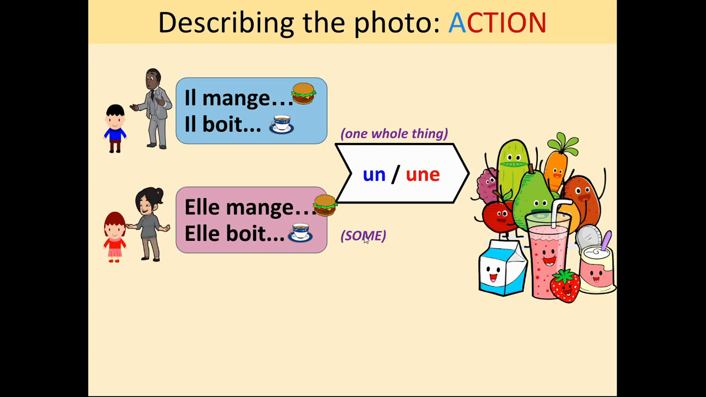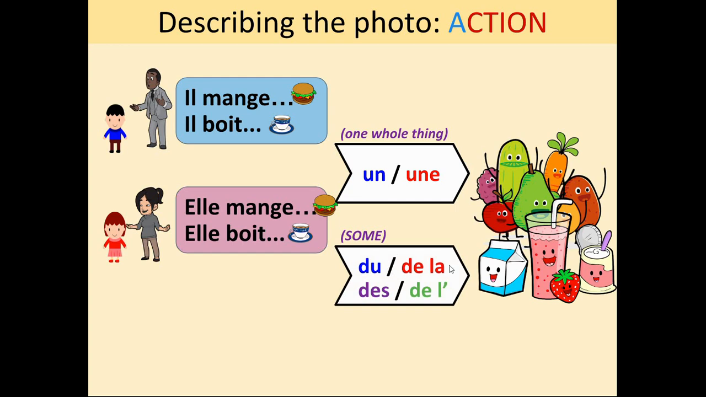When we're talking about some, have a think as to how many ways of saying some there are in French. There are 4 ways, and these 4 ways are du, de la, des, or de l. They all mean some. Have a look at the colors. Why do you think we've got these colors here? You can pause.